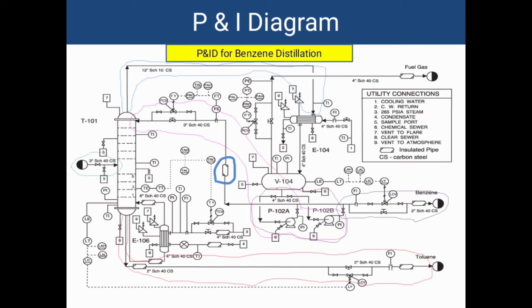Then these 7 pipelines connect 4 important vessels, that is the distillation tower, cooling condenser, reflux drum, and reboiler, and 2 pumps are connected. This line shows that this is a 3-inch schedule 40 carbon steel pipeline. This symbol shows the insulation. This line is an insulated pipeline. So in this diagram, 7 different pipelines, that is 7 streams of pipelines, connect the 4 primary vessels.